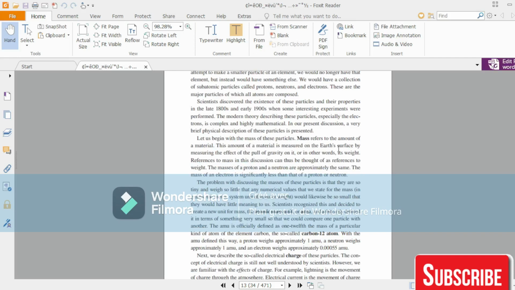Mass refers to the amount of a material. This amount of material is measured on the Earth's surface by measuring the effect of the pull of gravity on it, or in other words, its weight. References to mass in this discussion can thus be thought of as references to weight. The masses of a proton and a neutron are approximately the same. The mass of an electron is significantly less than that of a proton or neutron.